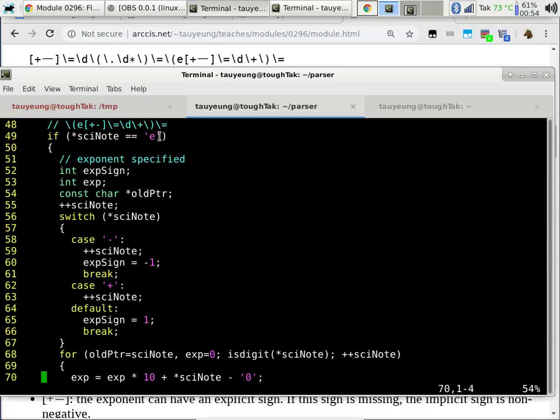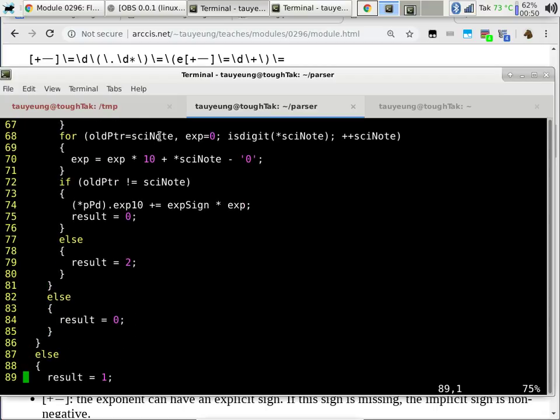What if I just say E and then a 10? Well, in that case, it goes to the default, which means do not skip over any characters because I haven't processed that digit yet. But at the same time, we can make the assumption that the exponent itself is non-negative. Okay? So now we move on to the for loop.